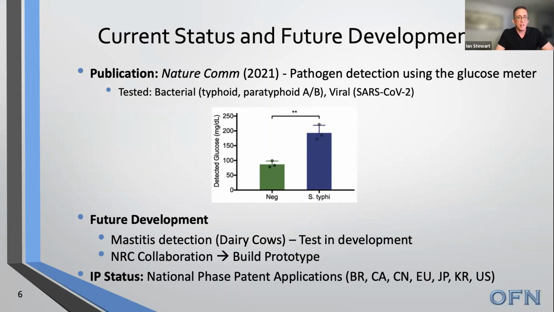For the IP status, we've got national phase patents; we're working on Brazil, Canada, China, Europe, Japan, Korea, and the United States. We've got pretty good global coverage for this technology, because we see a lot of applications in addition to animal health. We can go into a whole bunch of other disease areas that have unmet needs.